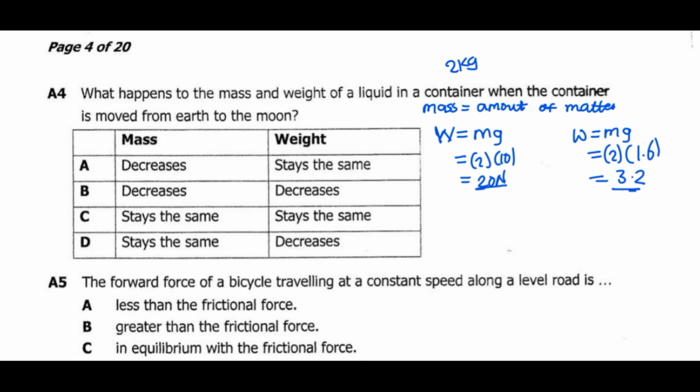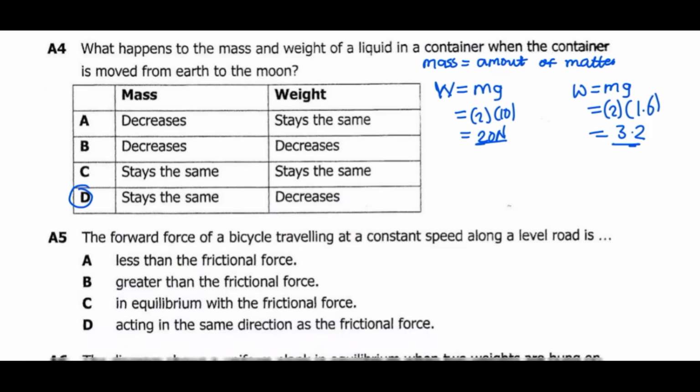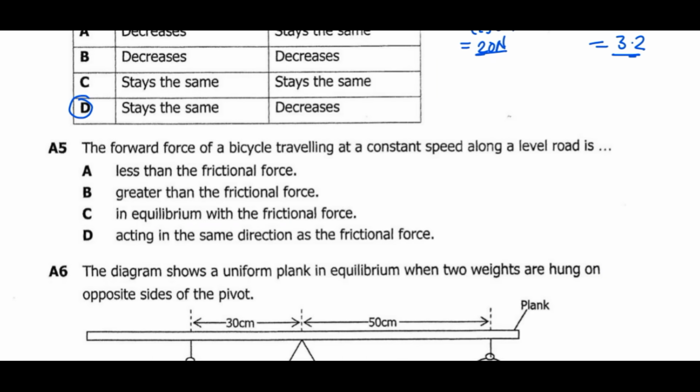So we can see that the weight differs, and the weight on the moon decreases compared to the weight on Earth. So our answer here is D. The mass stays the same, the weight will decrease, since the gravity on the moon is less than the gravity on Earth. Then we move on to question 5.